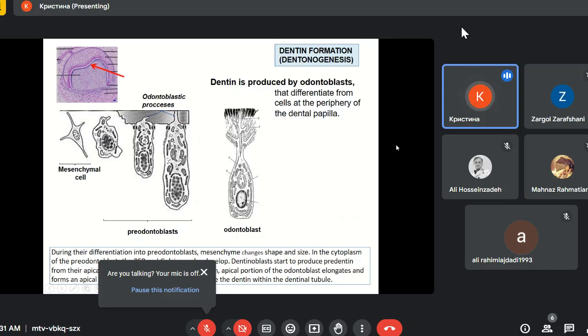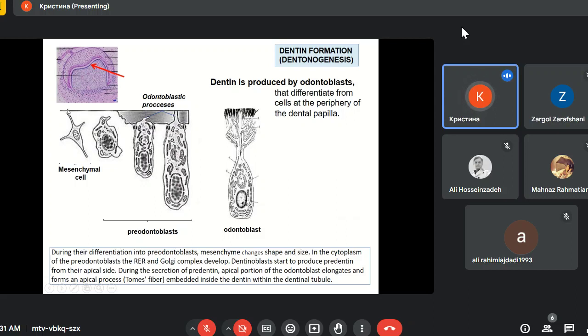And now we will discuss how the cells change, how mesenchyme cells turn into odontoblasts, and how the cells of inner enamel epithelium turn into enameloblasts. So first about the odontoblasts or dentinoblasts. So they develop from the peripheral layer of the dental papilla, where this red arrow points. So here we have the mesenchyme cells, which are located just below the basement membrane of the inner epithelium of the enamel organ, this line here.